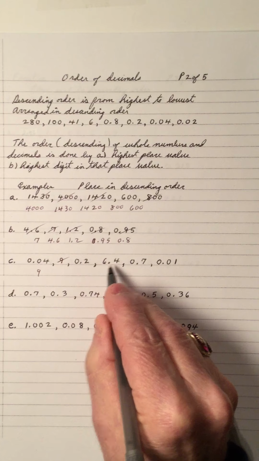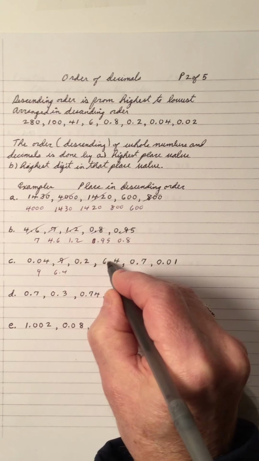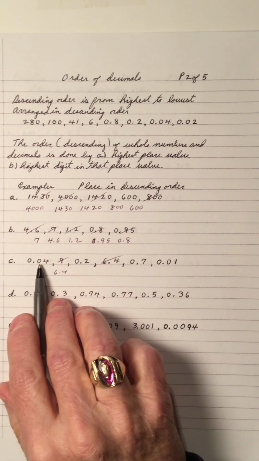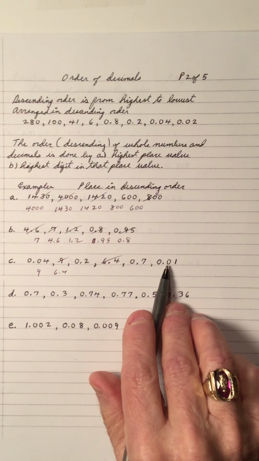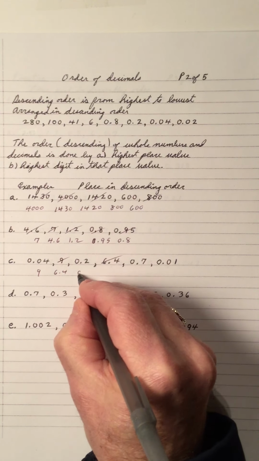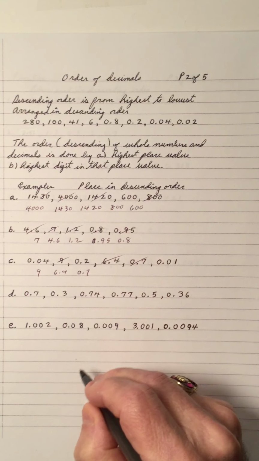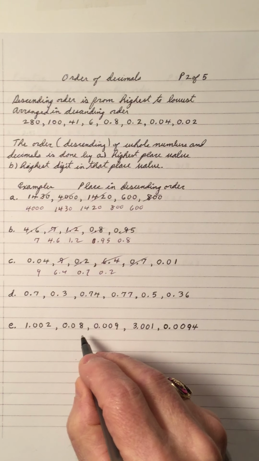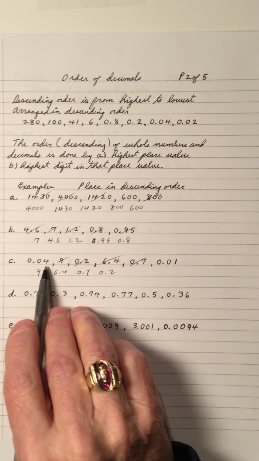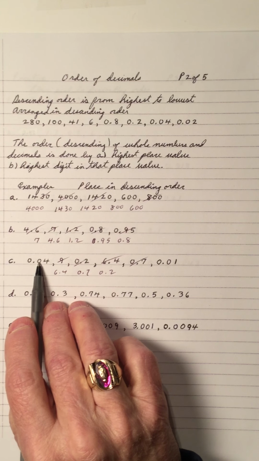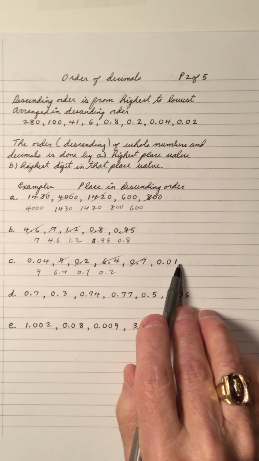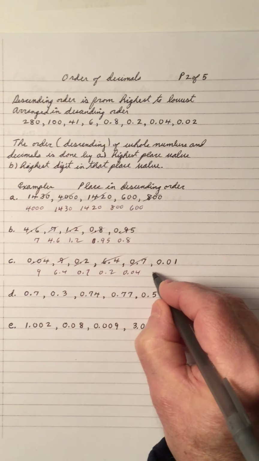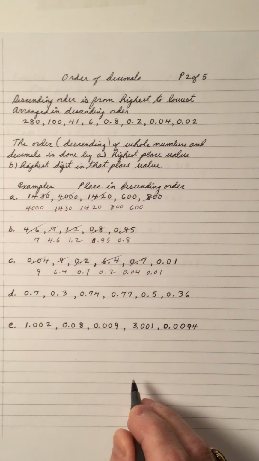The next is 6.4. 6. And any more ones? No, tenths. So we have 0, 2, 7, and 0 tenths. So 0.7 is the next one. 0.2 is the next after that. So we have 2 left, 0.04, 0.01. That's no tenths, 400s. No tenths, 100. So 400s, 0.04 is higher than 0.01. Again, in descending order.